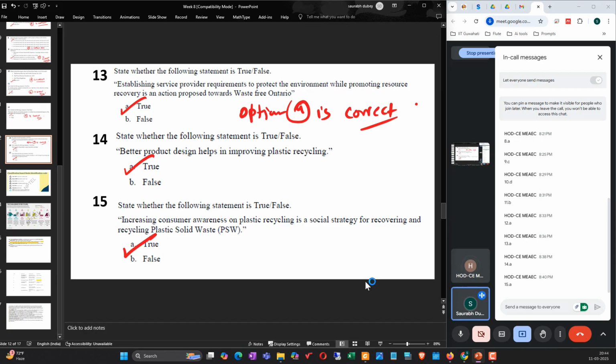Another one is that even when people are aware, most of the time it's not coming into their habit. Strict rules should be strictly enforced. That is another thing. The enforcement of the rules is not strictly followed.